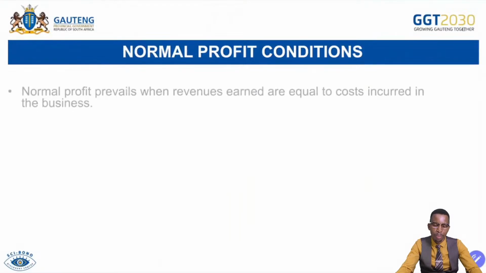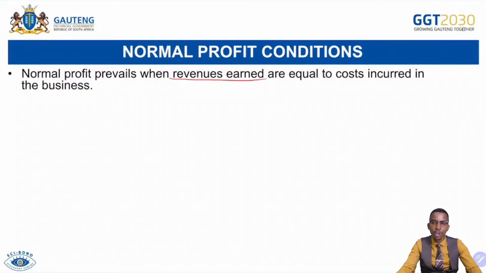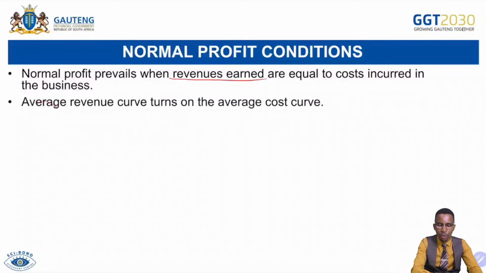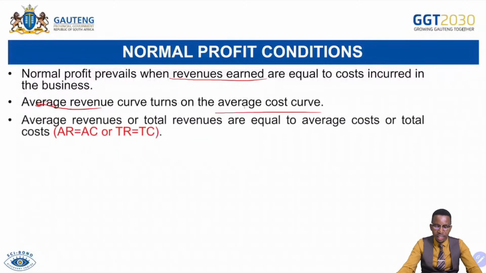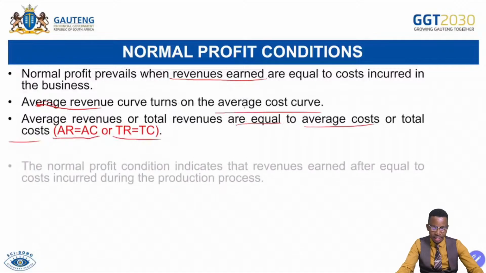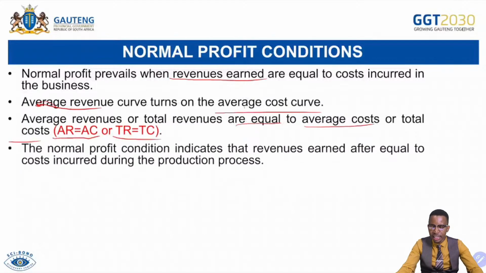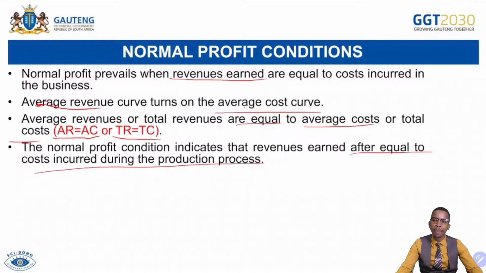Then we go to the normal profit condition. Normal profit prevails when revenues earned by the business are equal to the cost incurred in the business. Average revenues are equal to the average cost, or the average cost tends along the average revenues curve. So AR equals AC, or TR equals TC. The normal profit condition indicates that revenues earned are equal to the cost incurred in the business, meaning the firm is not making a profit, neither a loss.